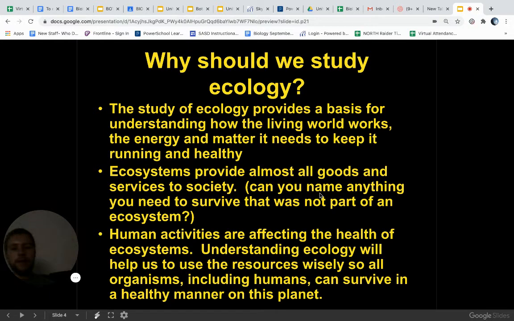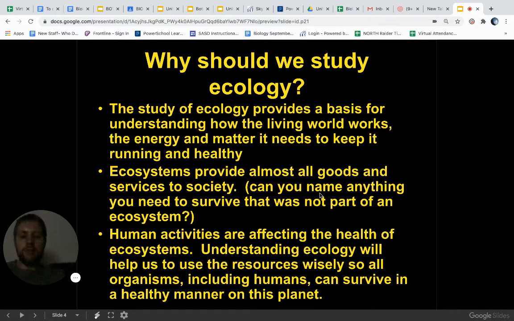So why should we study ecology? Ecology provides the basis for understanding how the natural world works, how energy flows and matter cycles, and how these processes are required in order to keep the ecosystem running healthy and efficiently and, in an unpolluted manner we would like. So ecosystems provide pretty much all goods and services to society.